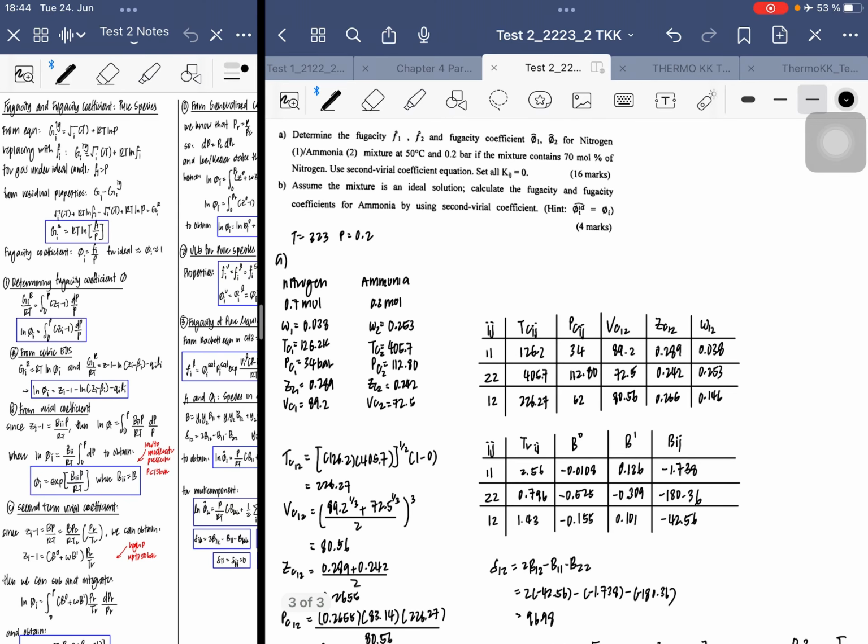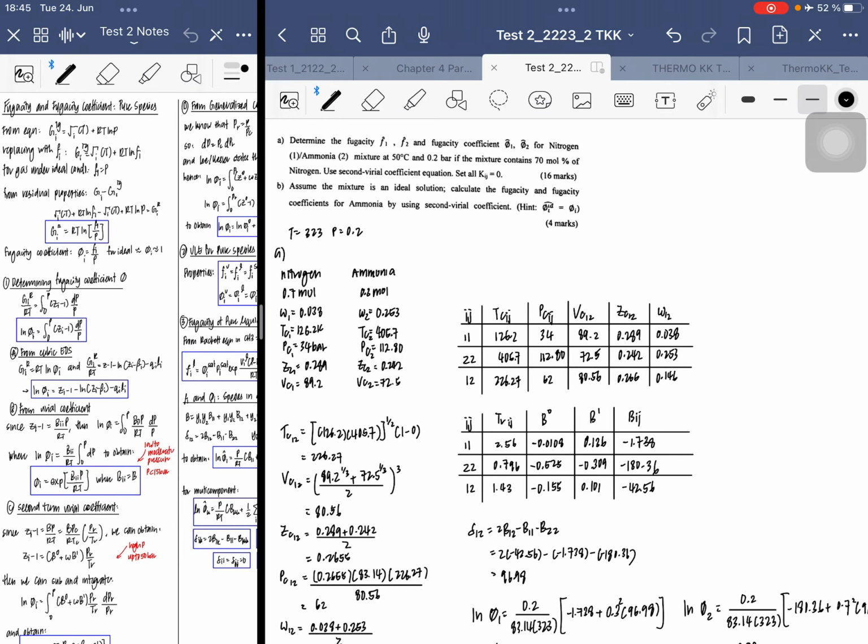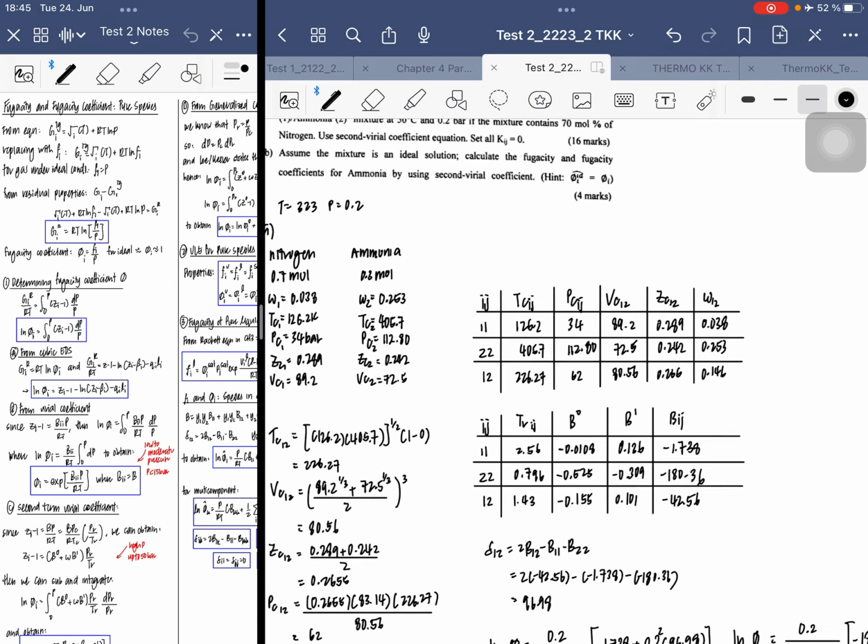So let's just go through this. You can find this in the thermodynamic properties table. I don't think I have to specify which table, you guys would know. Just for me, I will list out every detail. These values are in the table, so you just have to extract them, which are WI, TCI, PCI, ZCI, and VCI.